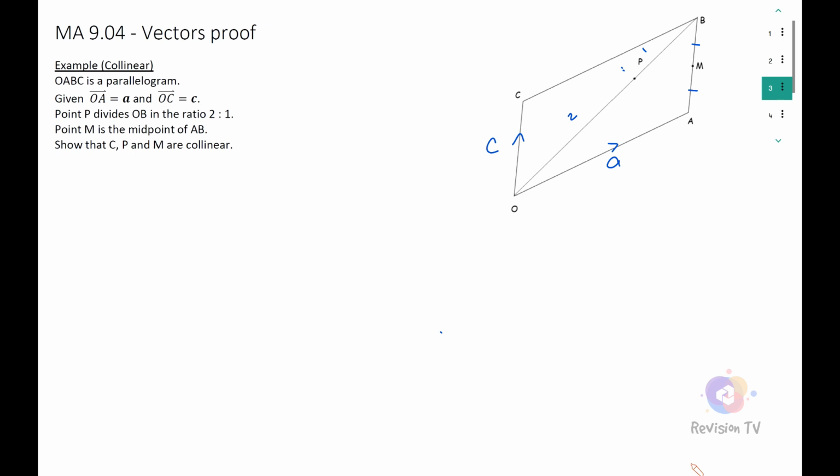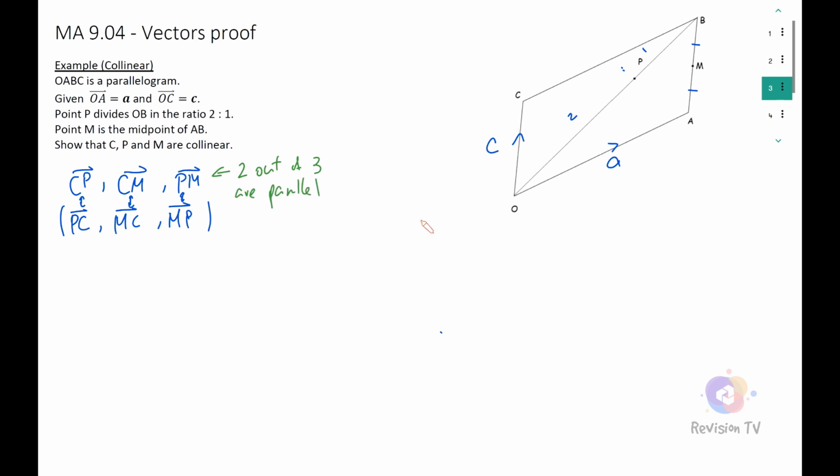To show that they are collinear, when you make 3 vectors out of these 3 letters, you can make CP, CM, or PM. You can also reverse the order, PC, MC, or MP. But essentially these are the same as each other, so you can't use both CM and MC. So you have to use CP, CM, or PM. How many of them do you need? 2 out of the 3. We need to prove 2 out of 3 are parallel, so you can choose any 2.